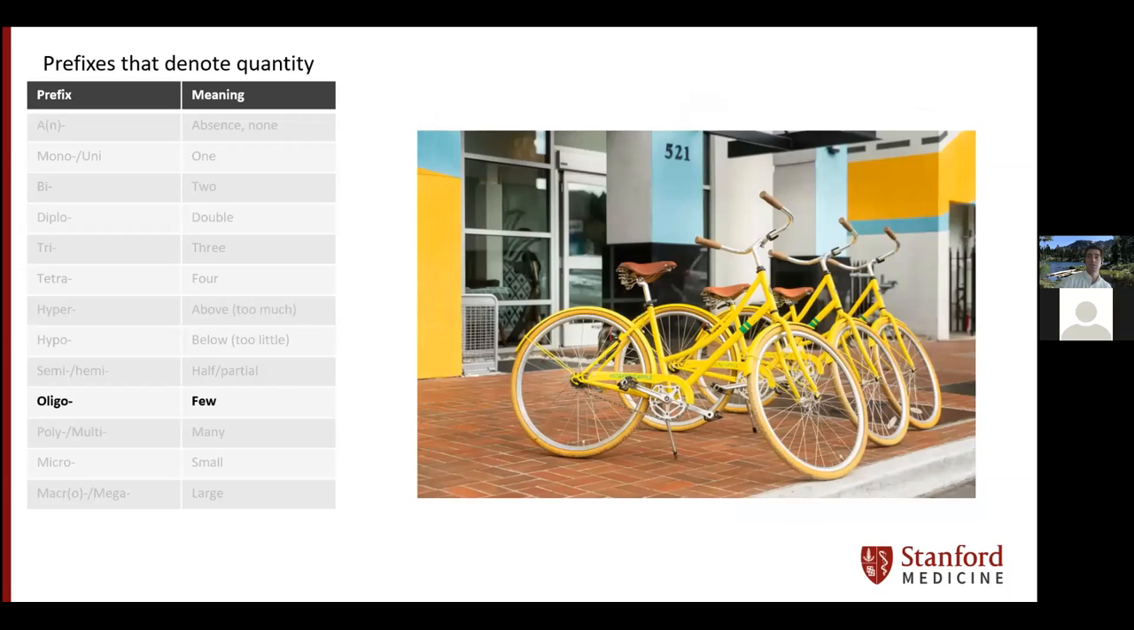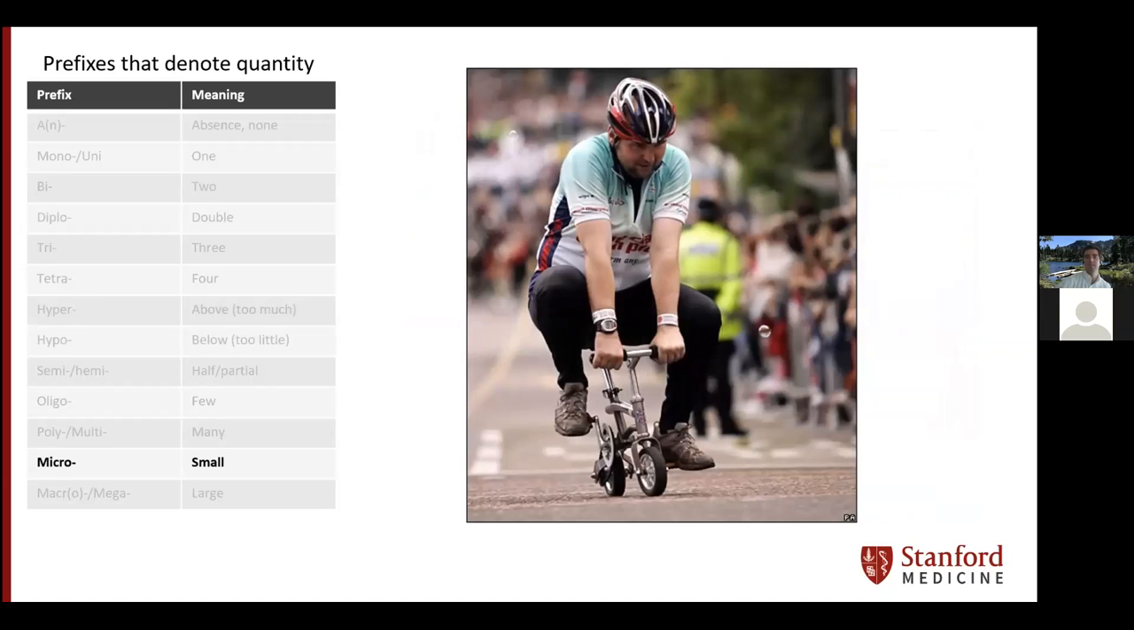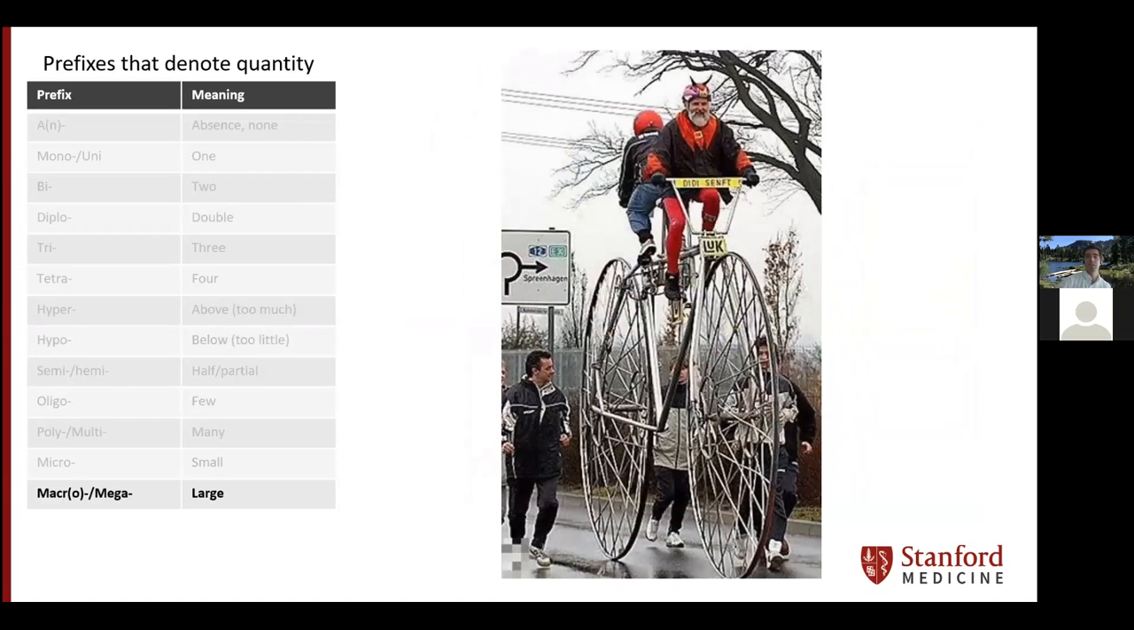You can have a few bicycles, so oligocycles, or you can have many bicycles, so polycycles. And I would argue this is too much, so you can call it hypercycles. You can have small bicycles, microcycles. And again, I think this one's just a little too small, so this would be a hypocycle as well. And then you can have really large bicycles, so macrocycles.